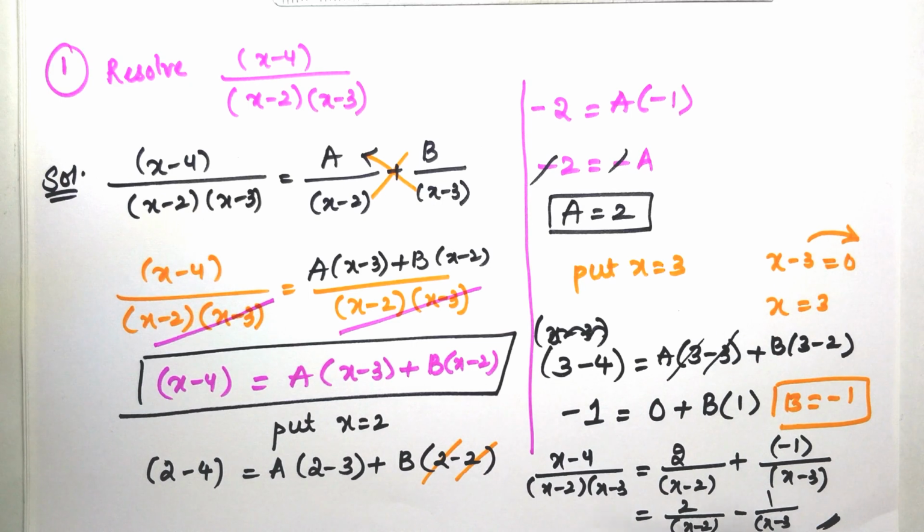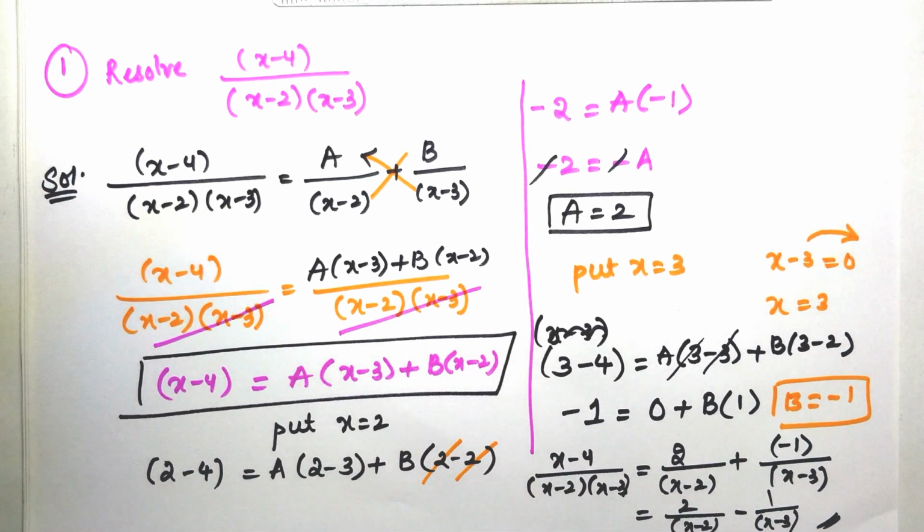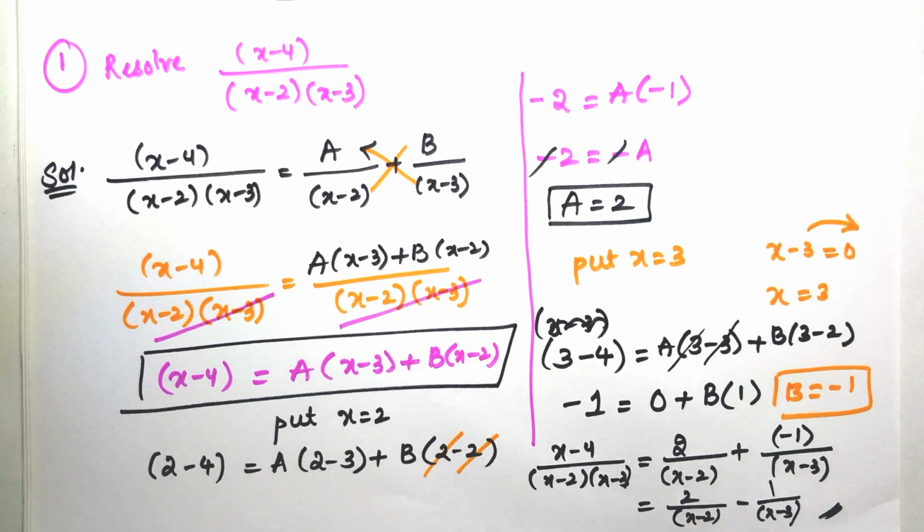So these are the two factors of this. x minus 4 by x minus 2 into x minus 3 can be resolved into this. Again, if you take the LCM and multiply these two terms, if you subtract these two, you'll be getting the same one. Now, this is the standard traditional procedure by using which you can solve. But in competitive exams, you need to solve this within a few seconds.